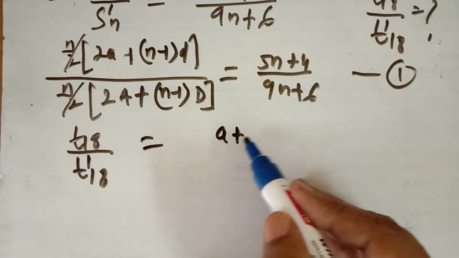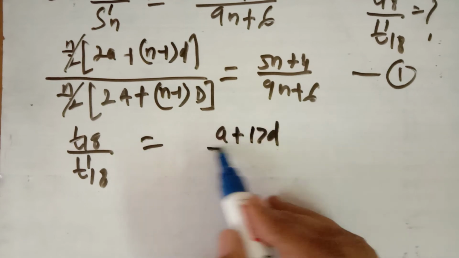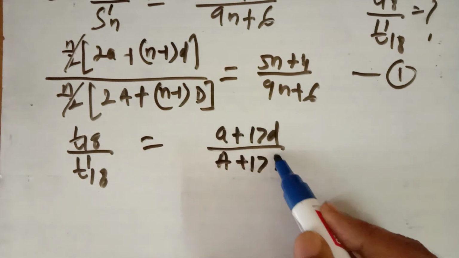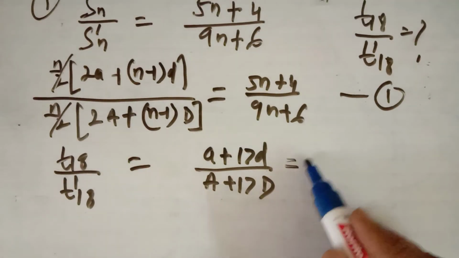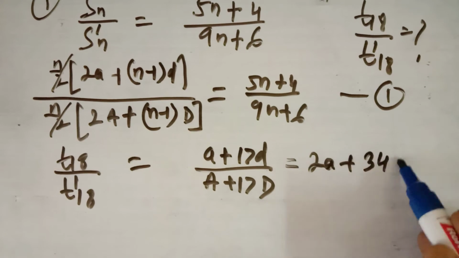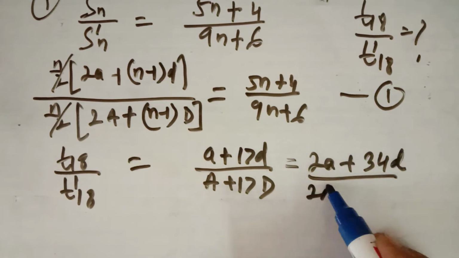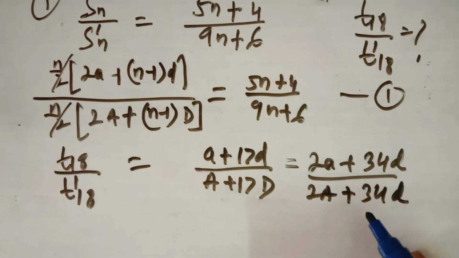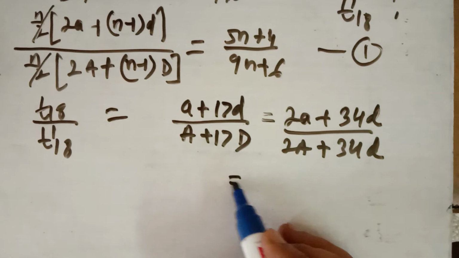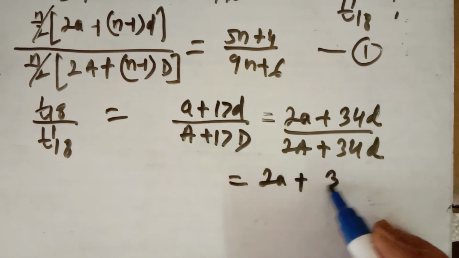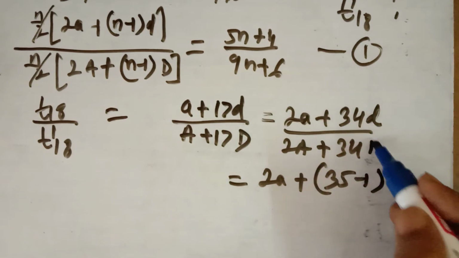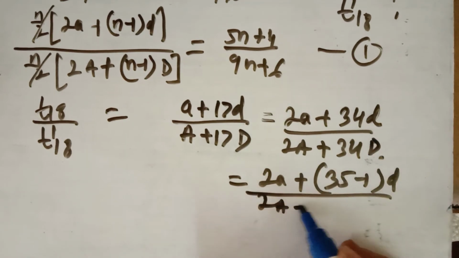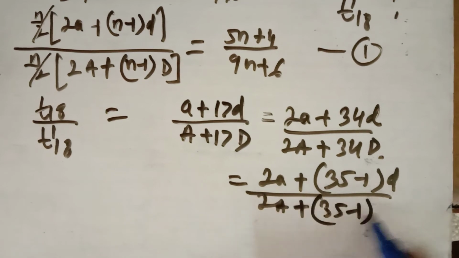So the 18th term ratio will be a plus 17d upon A plus 17 capital D. Now you have to find the value of this. Now if you multiply numerator and denominator by 2, you'll get this. Why am I multiplying numerator and denominator by 2? Because I am converting this into the form of the first equation. So it will be 2a plus (35 minus 1) into d. This is the capital D. And similarly, it will be 2A plus (35 minus 1) into capital D.